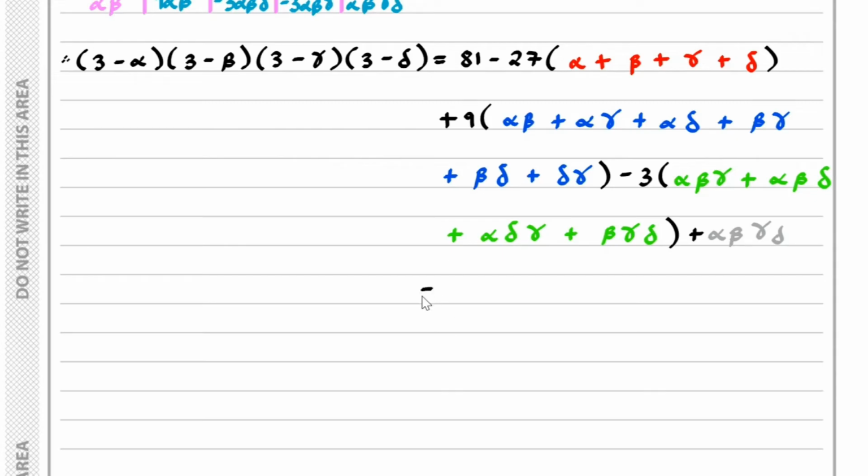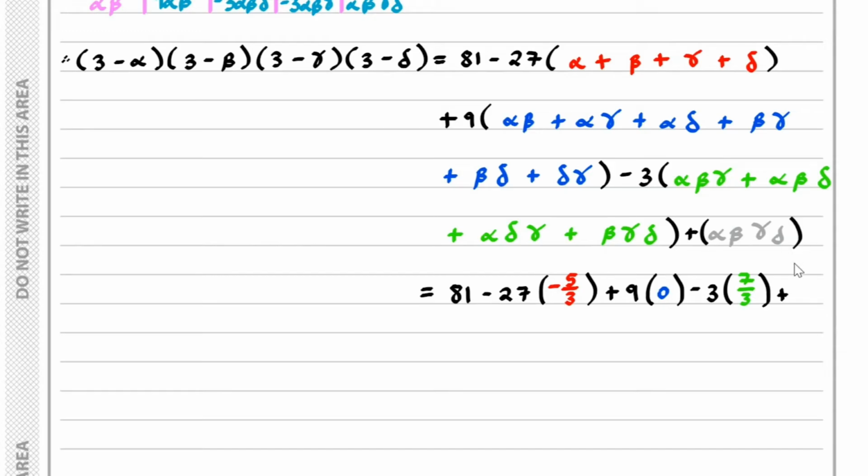So if I work all of this out, I have 81 subtract 27 multiplied by minus 5 over 3, and then I add on 9 multiplied by 0, and then I subtract 3 times by 7 over 3, and then I add on the value of 2, and if I work out what all of this is, I get 121.